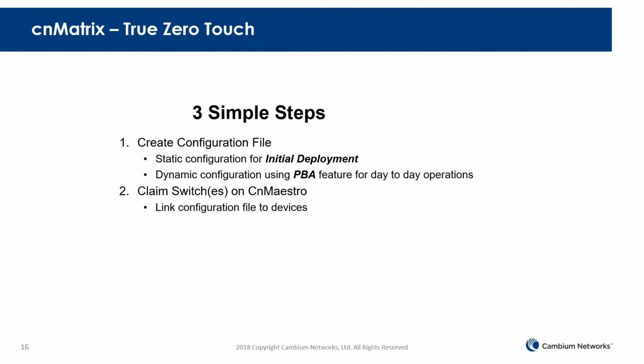Step 2 is to go to your cnMaestro account, log in, and claim these switches. I think I talk about this later, but you don't have to have those switches yet. All you have to do is know the serial number. So, you buy the switches, you get the serial numbers, and the switches may not arrive for a couple weeks or a month, but that doesn't stop you. You can still do step 2. You claim your switches using the serial number, and then you link the file you created in step 1 to these claimed switches.